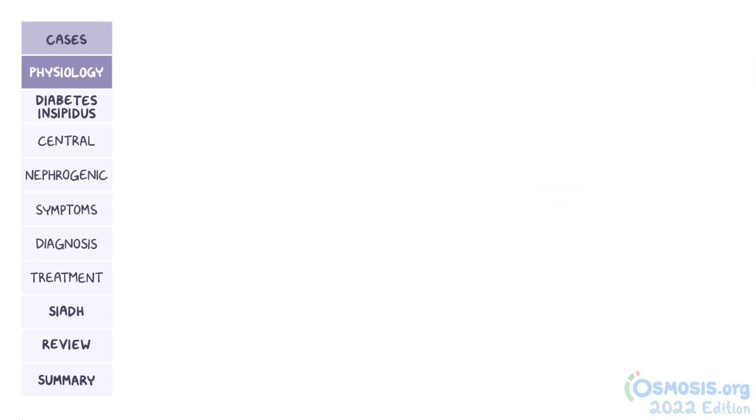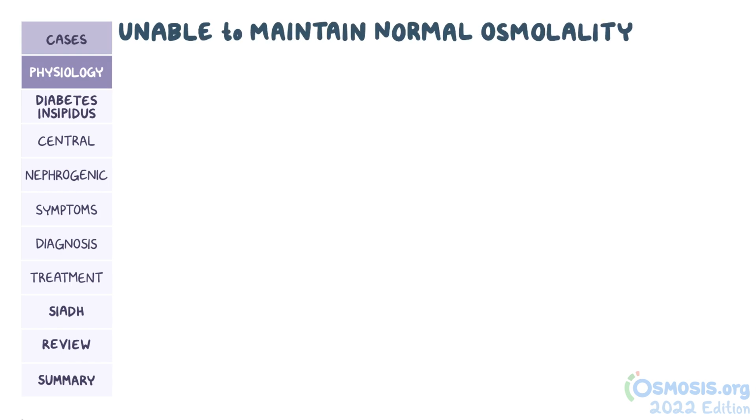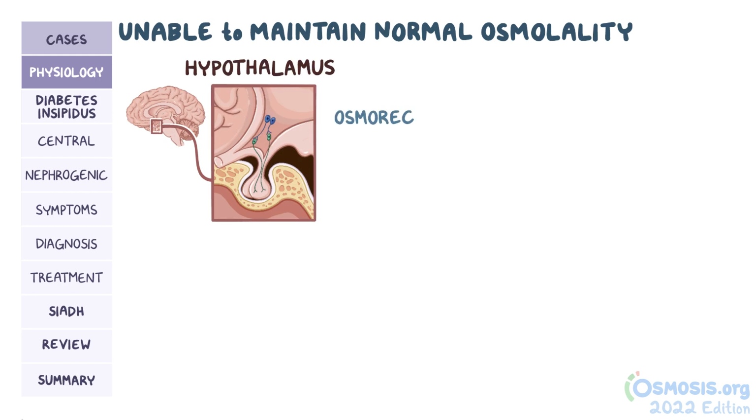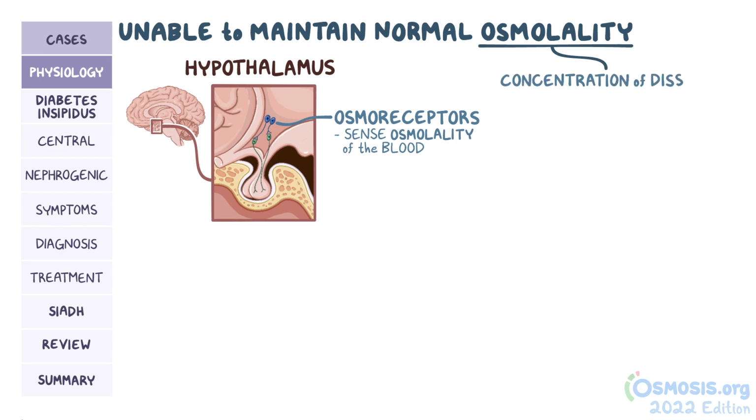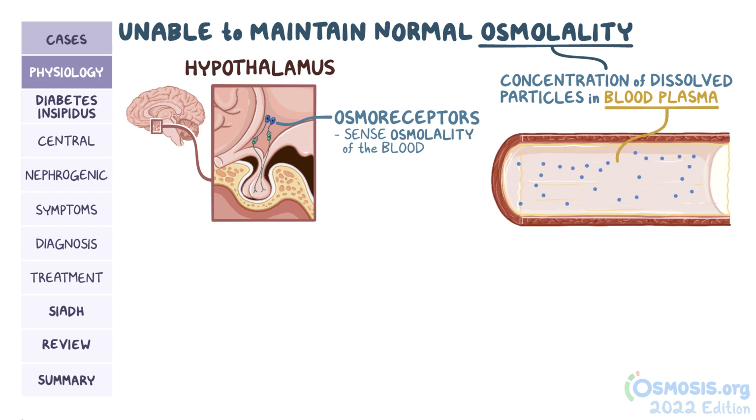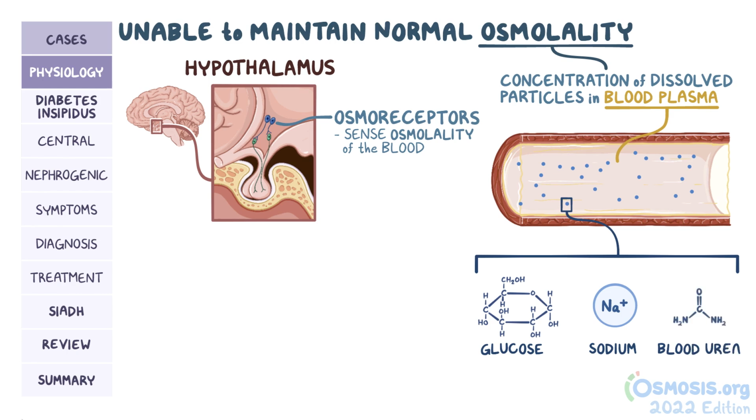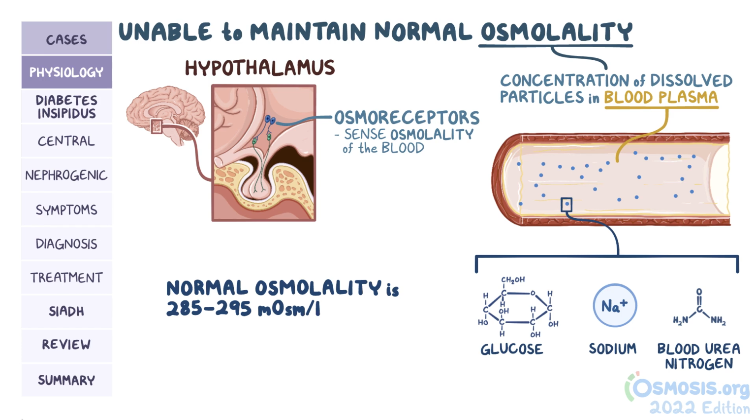Now, both individuals are unable to maintain normal osmolality, but to understand this, we need to go over a bit of physiology first. In the brain, specifically in the hypothalamus, there are osmoreceptors, which can sense the osmolality of the blood, or how concentrated it is. Osmolality is the concentration of dissolved particles in the blood plasma, or the liquid portion of blood. There are a number of dissolved particles in the blood plasma, but the major ones are glucose, sodium, and blood urea nitrogen, and a normal osmolality is between 285 and 295 milliosmoles per kilogram.